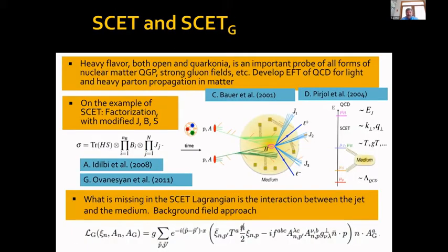Now let me go to SCET and SCET-G. SCET is an effective theory of QCD, and so we want to develop an effective theory applicable to heavy flavor, both open and quarkonia.